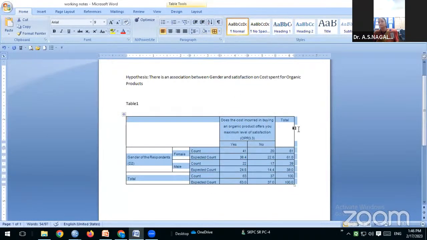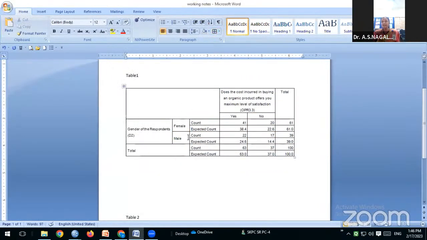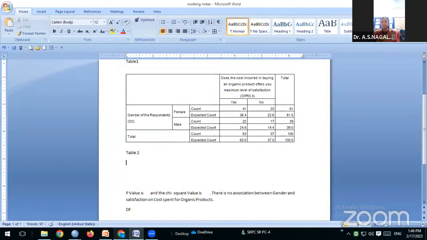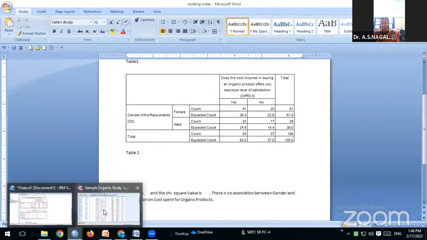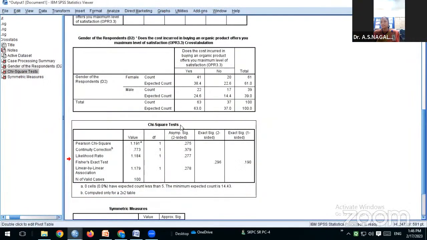So this is what I will take, the first table. Table one shows the expected frequency and observed frequency regarding gender with another variable. Then we'll take another table. This is the chi-square test table.